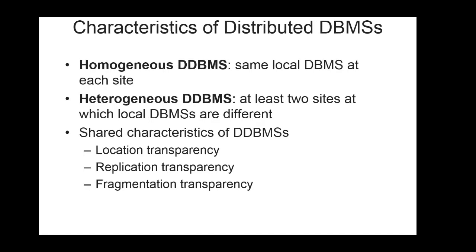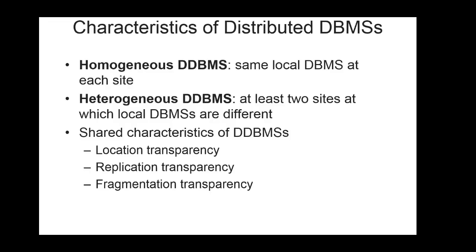Now let's talk about characteristics of a distributed database management system. A homogeneous database management system is one that has the same local database management system at each site. We also have a heterogeneous database management system, which is one that doesn't. There are at least two sites at which the local database management systems are different. Heterogeneous systems are normally more complex than homogeneous ones, have more problems, and are more difficult to manage.